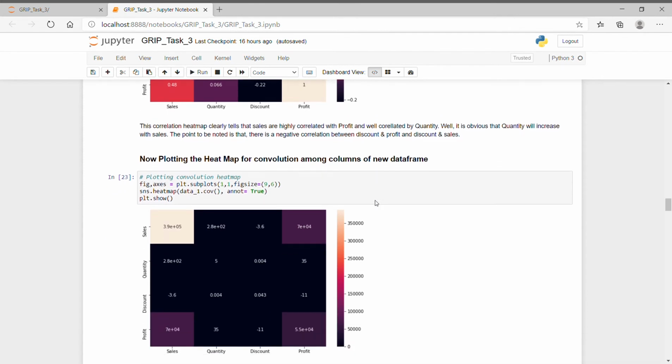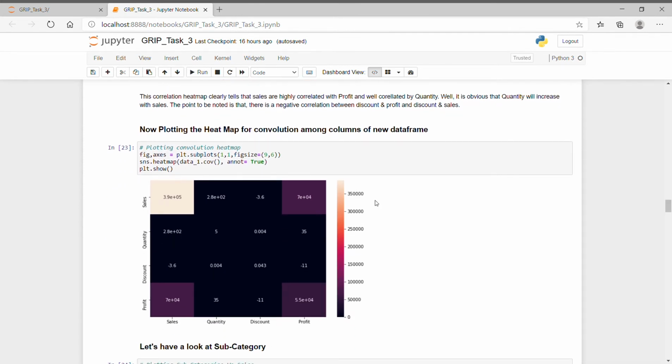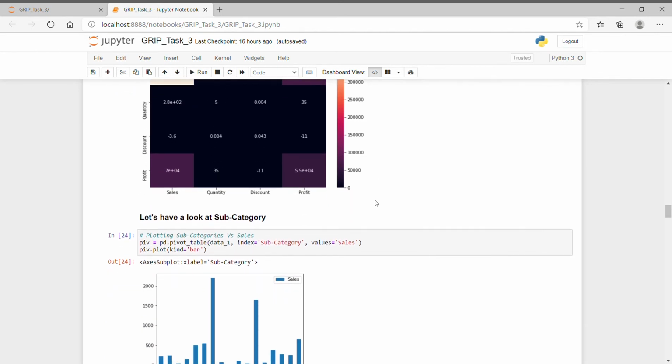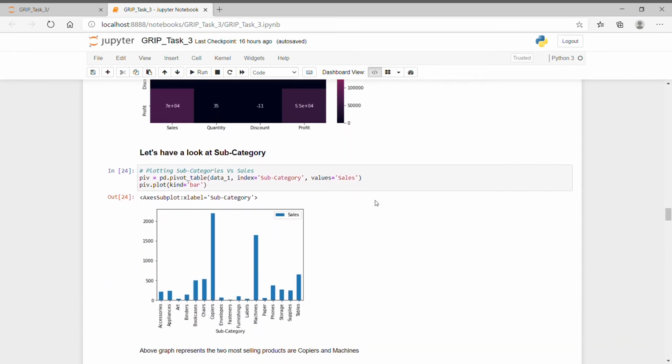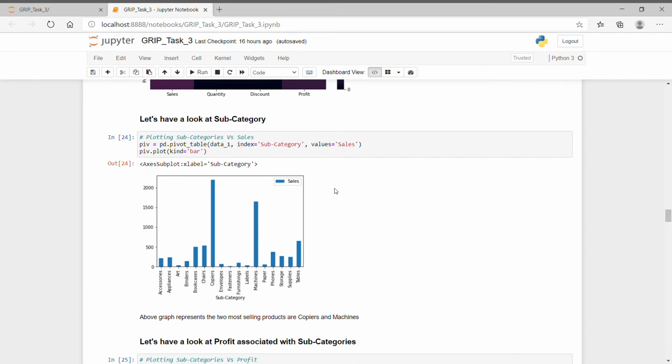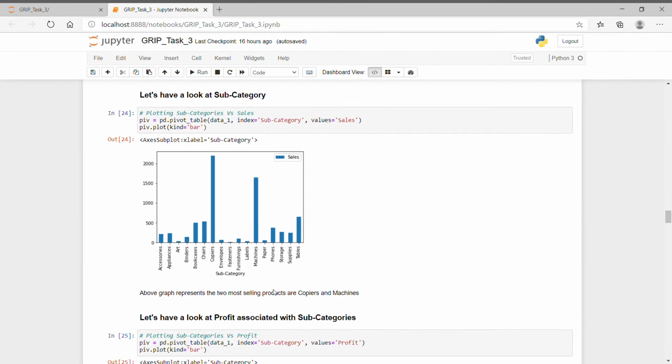Moving further, here we have plotted the convolution plot. Now let's have a look at subcategories, plotting subcategory along with sales. From this curve we can see that sales are maximum for the copier category, followed by machines, which is again followed by tables. So copiers, machines, and tables are the top three selling products.